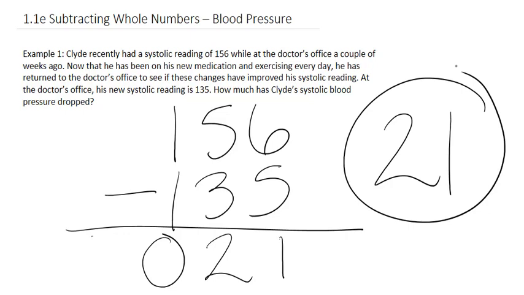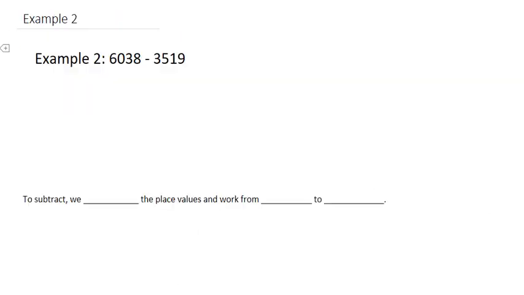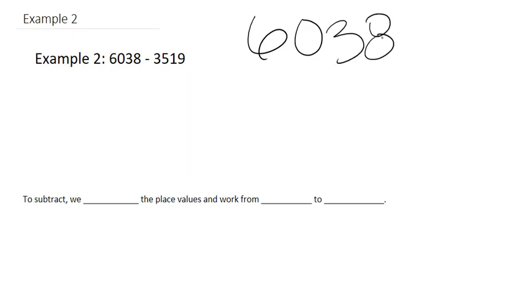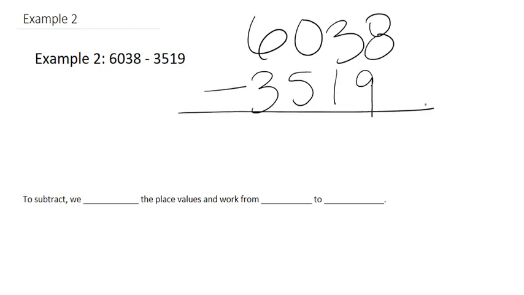Now let's look at another example. Example 2. We have two numbers, 6,038, and we're going to subtract 3,519 from this. So let's go ahead and write this out. Now that we have the numbers lined up, with the ones over the ones, tens over the tens, the hundreds over the hundreds, and thousands over thousands, we can now start subtracting.